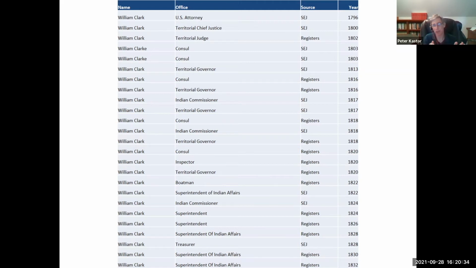Now, I'm not showing you all the data. I've got the job titles. There's other additional information, where they're working. And the question is, what information would you need to determine which one is which? Now, some of it is, a consul is a commercial official in a foreign country, and that's very unlikely to be an Indian commissioner. But there's a territorial judge, and well, that could be, and then there's a territorial governor.